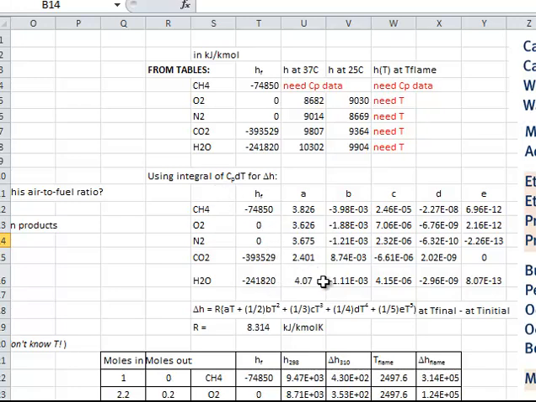So the data for that, this is out of the back of the textbook, has coefficients A, B, C, D, and E. And if I were to integrate this, I have AT, 1/2 BT squared, 1/3 CT cubed, 1/4 DT to the 4th, 1/5 ET to the 5th. And I'm going to evaluate this at the final temperature and subtract off at the initial temperature.